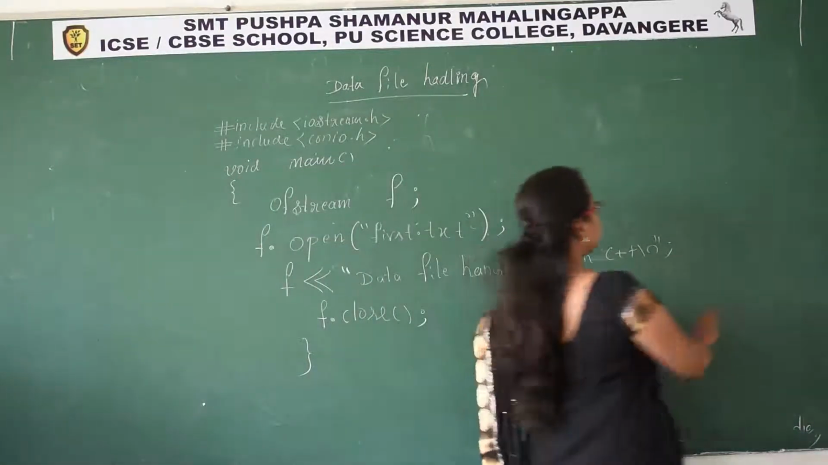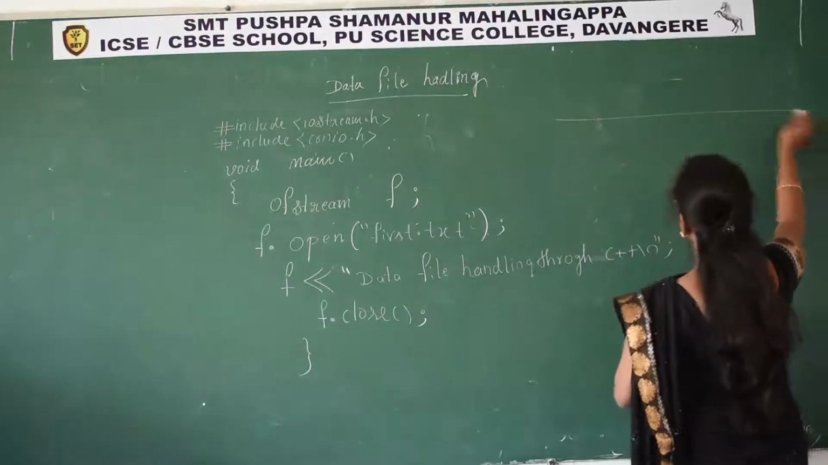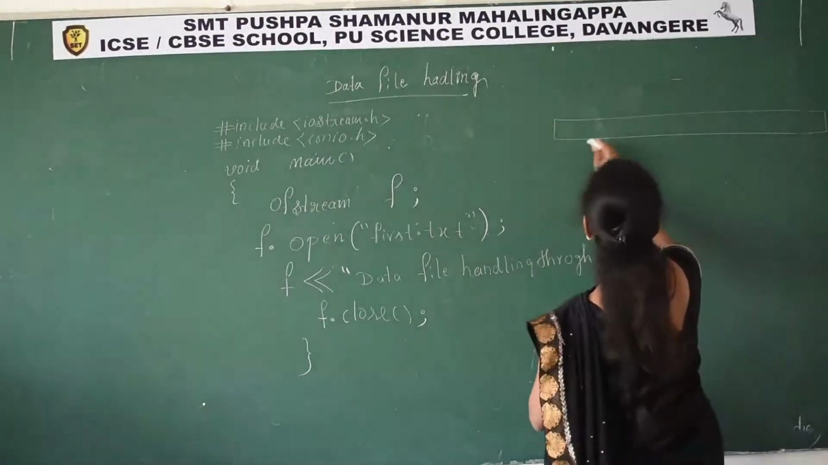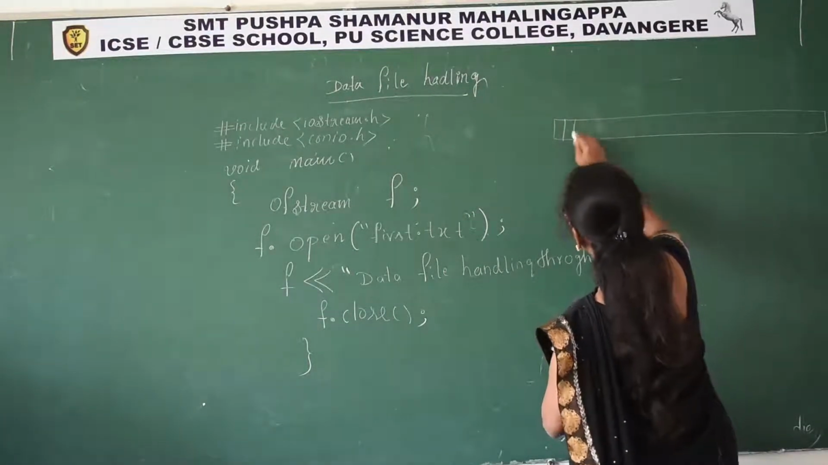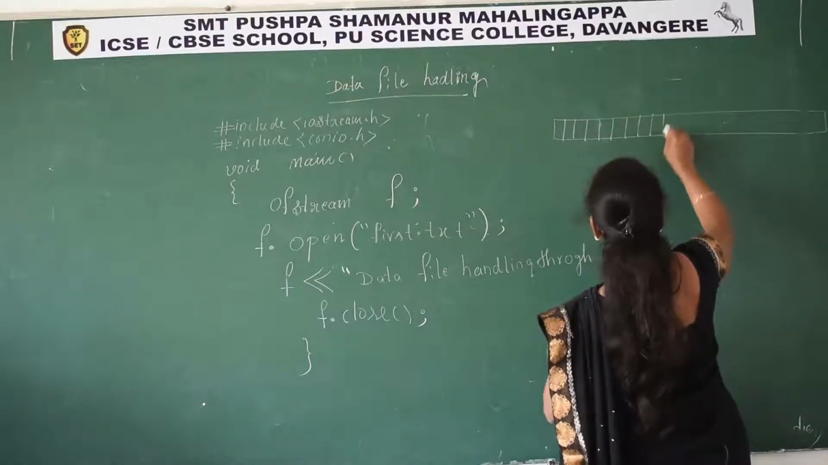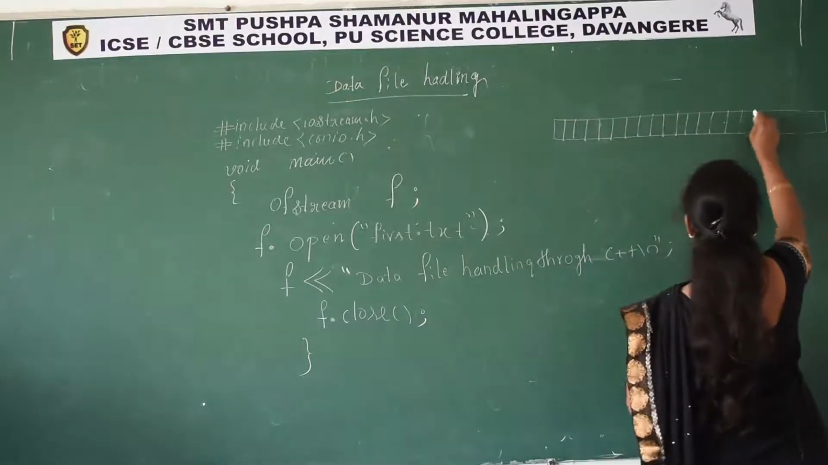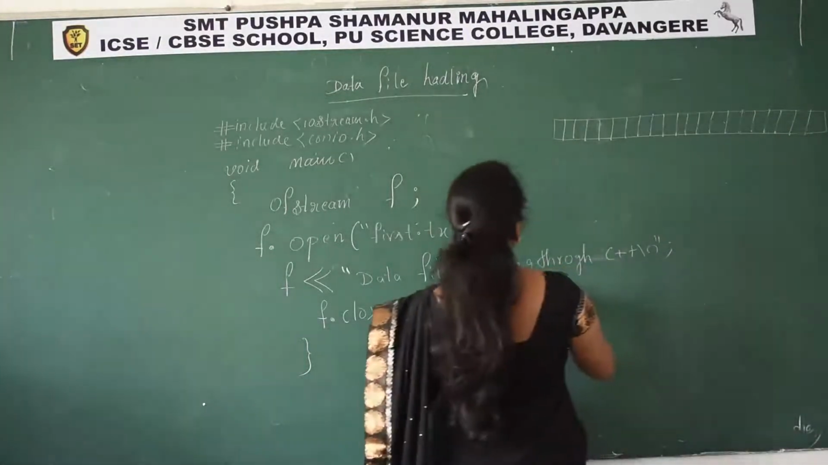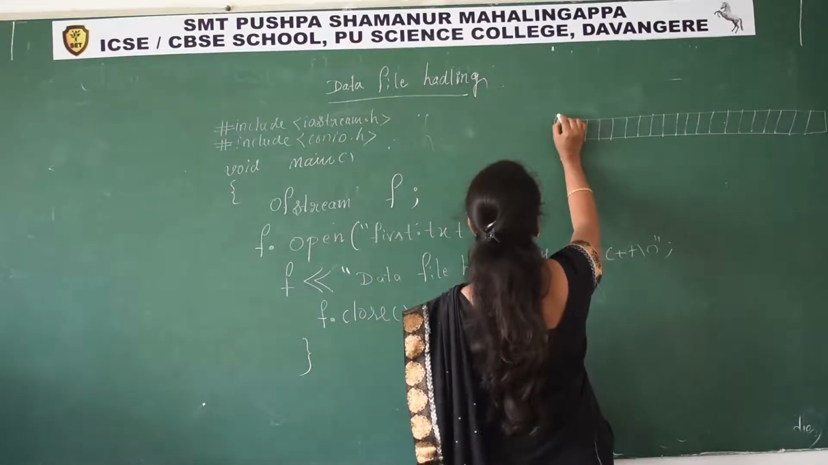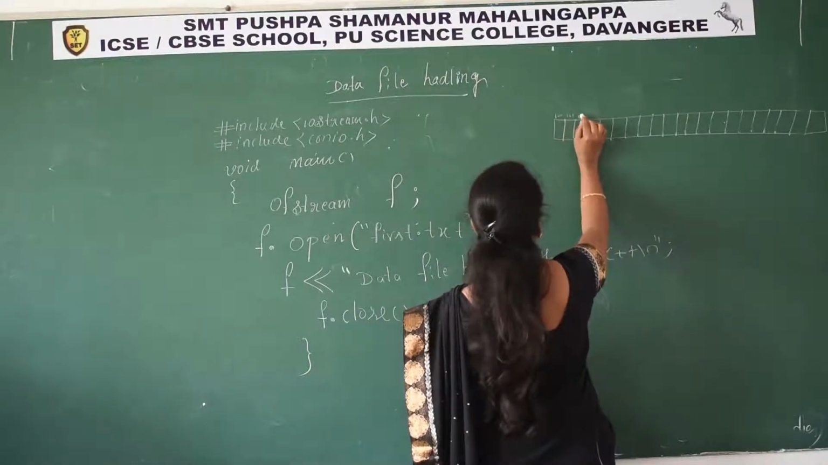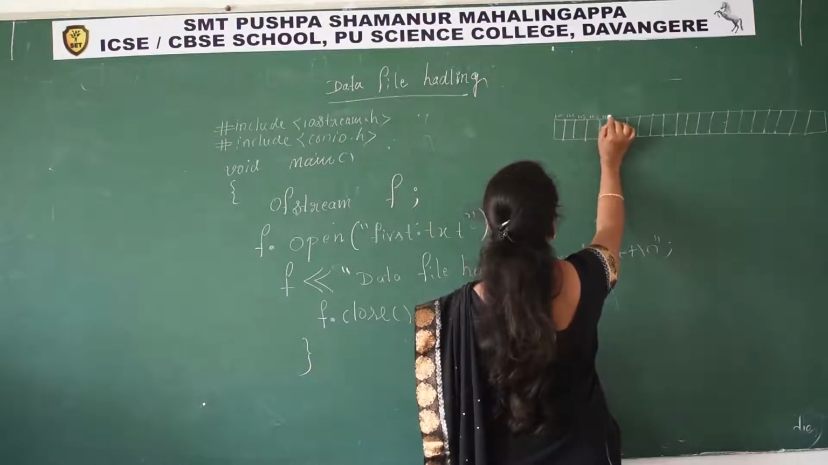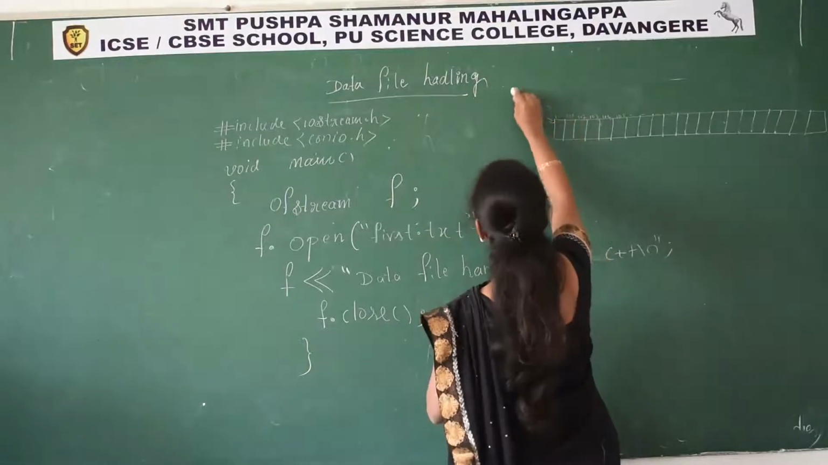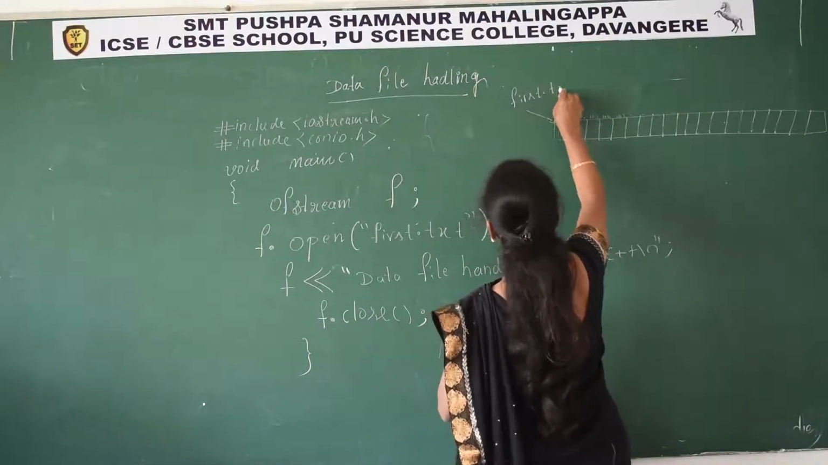I consider a line of text in the disk file. Assume this is the first line of the disk file. Everything is stored in the form of characters, so each character requires 1 byte of memory. Let us assume the addresses are 100, 101, 102, 103, 104, 105, like that. What is the name of this file? First.txt is the file name.